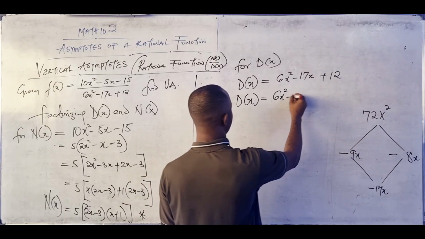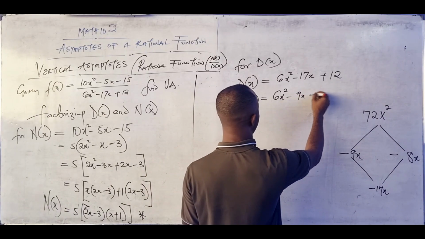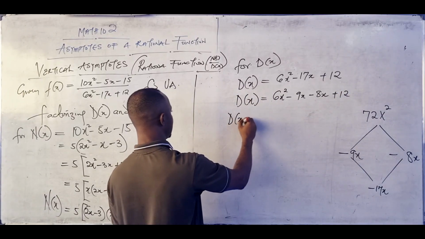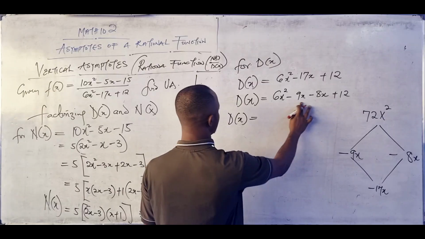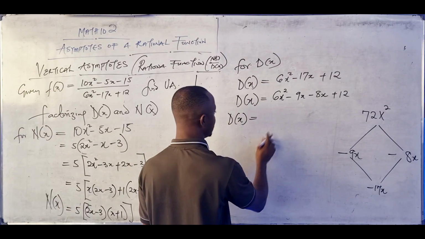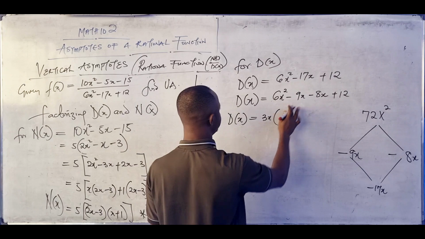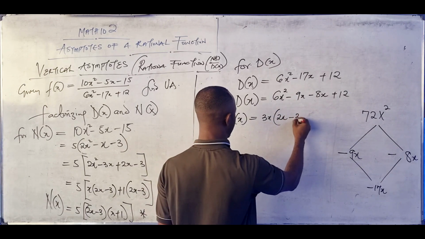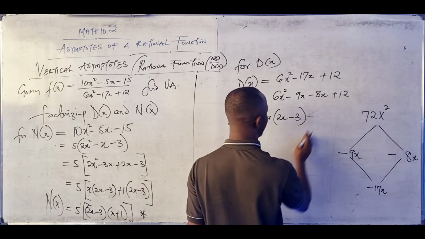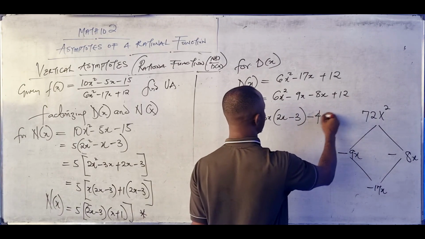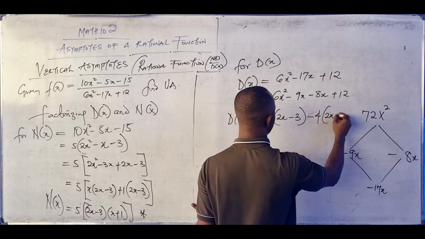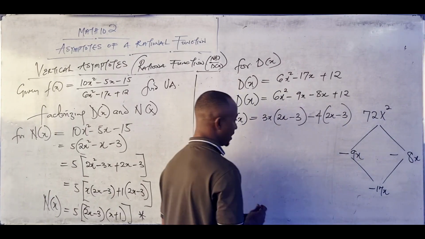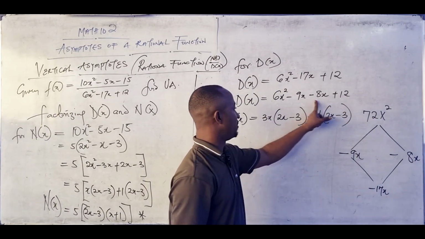6s squared minus 9s minus 8s plus 12. What is common between these two terms? 3s is common, so we have 3s common. What's left here? 2s minus 3. What about this? What's common? Minus 4 is common. What's left here? 2s minus 3. When you expand this, you will fall back to this, right?